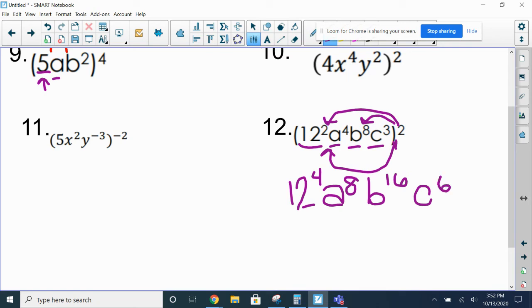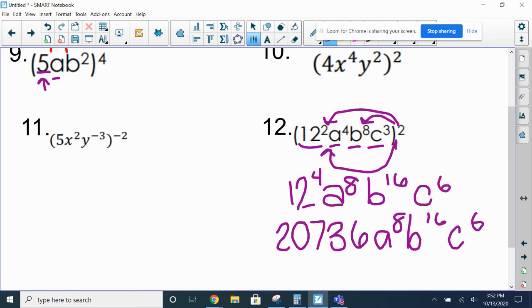You could leave it like this, or you could figure out what 12 times itself 4 times is. So 12 times 12 times 12 times 12 would give us 20,736, A to the 8, B to the 16, and C to the 6, but this is perfectly acceptable because multiplying 12 times itself 4 times gives us 20,736.